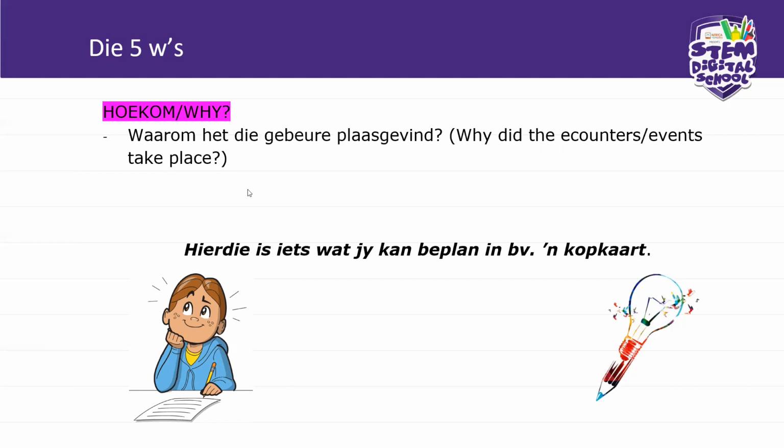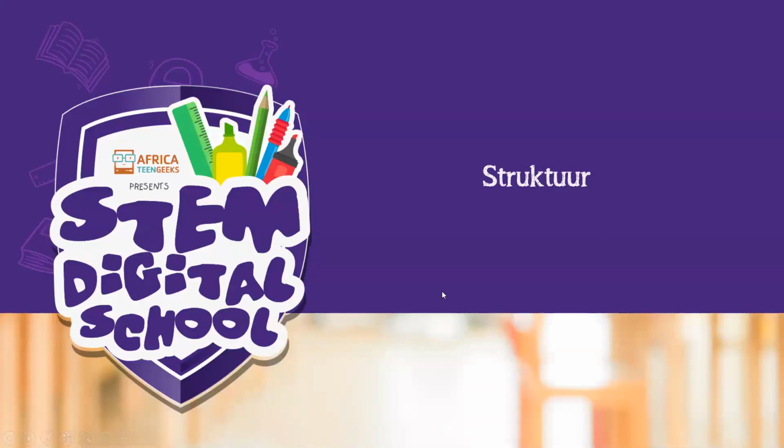Okay, they're just saying there that the five W's and the H is something you can plan on a mind map, but we'll get there. Right, now you've planned your essay and now we're going to start writing the first draft.